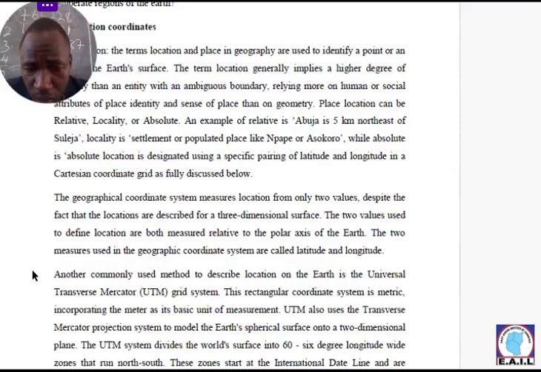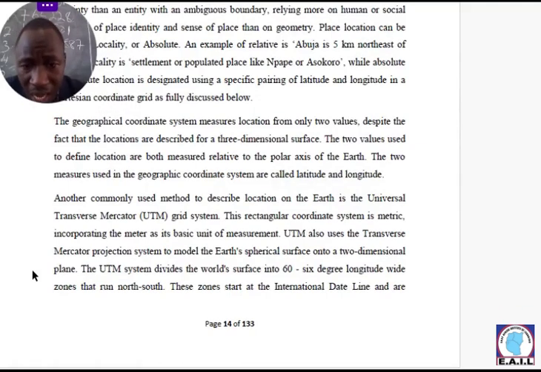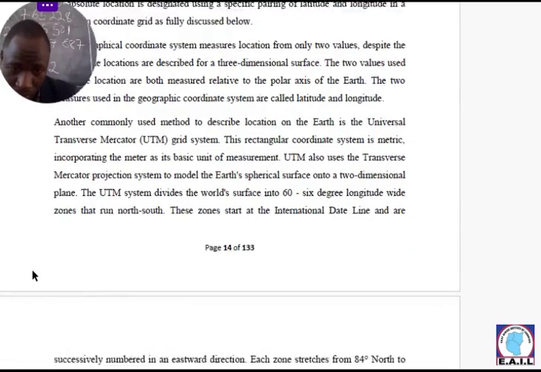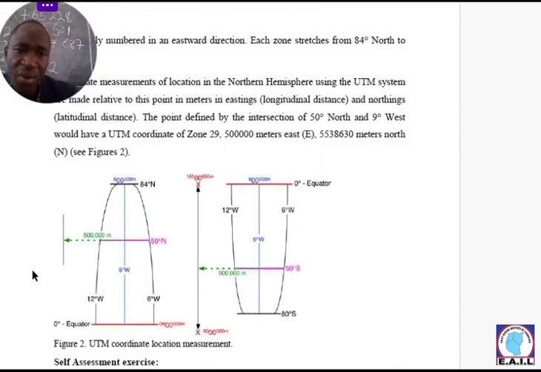When we proceed below, we are going to be seeing that the Mercator, or the UTM system, divides the world surface into what we call 60-degree longitude wide zones that run south to north or north to south. Therefore, we shall also be looking at the zones starting from the International Date Line. Below we have a diagram which clearly shows how we can measure.